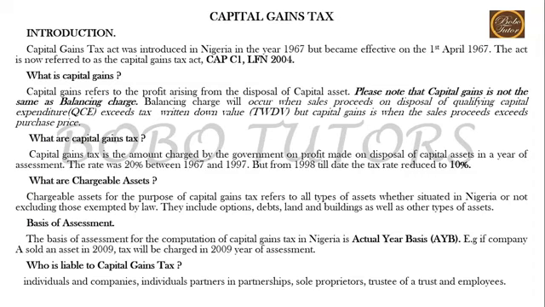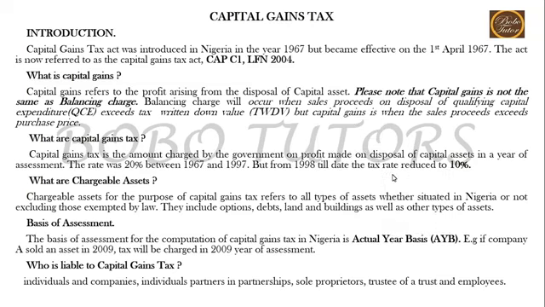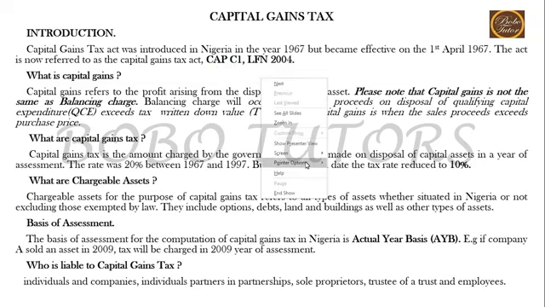Now, let's look at some introductory aspects about capital gains tax. Capital gains tax was introduced in Nigeria in the year 1967, but became effective on the 1st of April 1967. The act is now referred to as the Capital Gains Tax Act, Cap C1 LFN 2004.